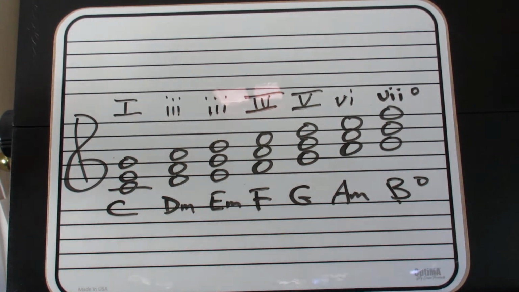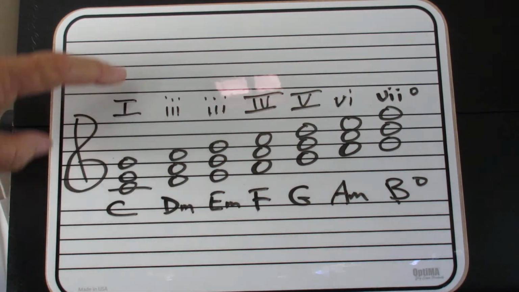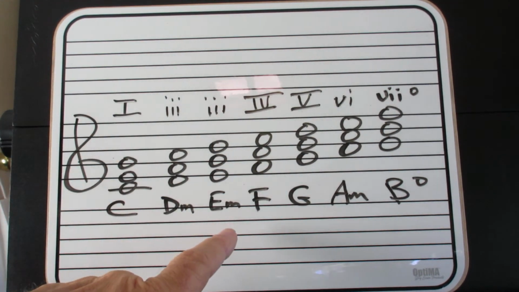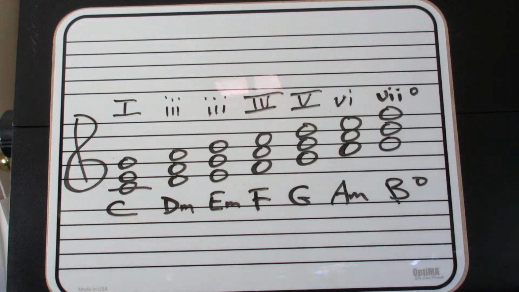So, when we talk about chords and chord progressions, we talk about them in terms of numbers. Now, we use Roman numerals, not Arabic numerals, and the traditional way to do that is to use an uppercase Roman numeral for major chords and a lowercase Roman numeral for minor chords, and then a lowercase Roman numeral with a little degree sign after it for the diminished chord.